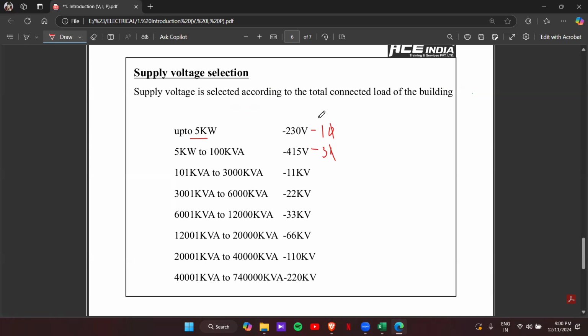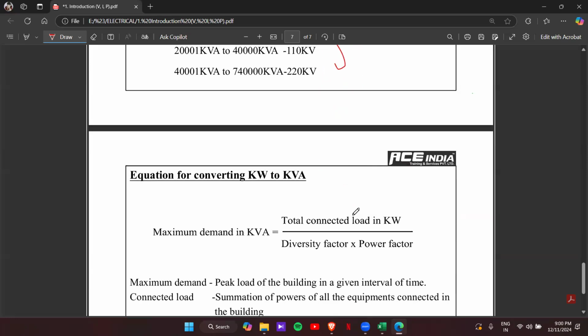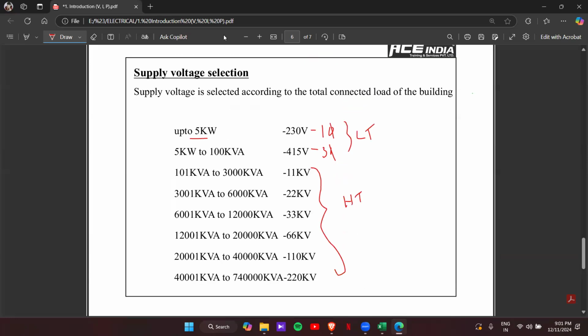The first two will be called LT side. LT means low tension side. From 11 kV and above, it's called HT side, high tension side. If you consider a residential building, you'll have only LT side. But in commercial space, you'll have both HT and LT. So clear? Any doubts? Clear.